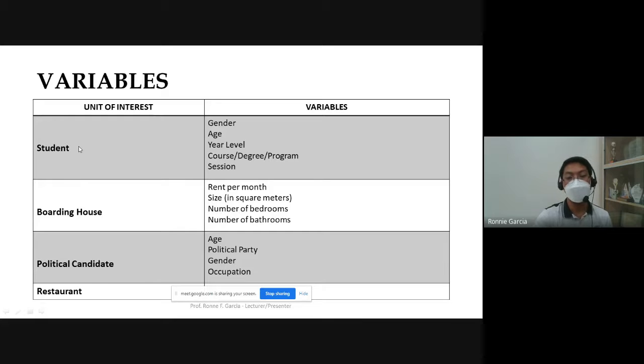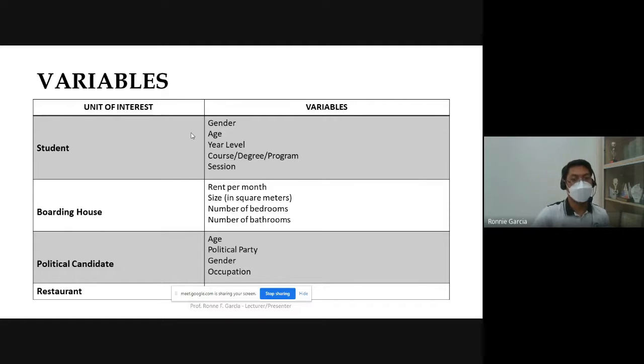Kinsa ang pwede pa maka-add og example nga wala pa na mention diri when we talk about student as the unit of interest? Anyone? Nasulat na ba nato tanan diri ang pwede pa i-differentiate sa student? Gender, age, year level, course, degree, program, session. Some more answers. Unsa pa other way nga ma-differentiate nato ang estudyante? Ito other characteristics nga naa sa ilaha.